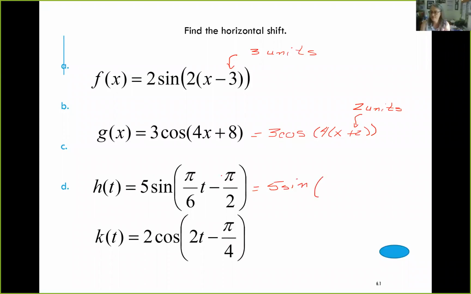This one, factor out the common denominator here. Actually, factor out what we multiply the t by. So pi over 6, t minus, and now pi over 2 divided by pi over 6 is going to be 3. So this guy's going to have a horizontal shift of 3 units.